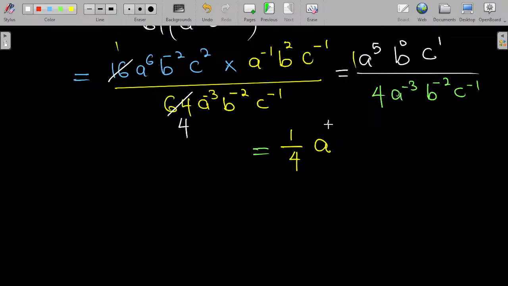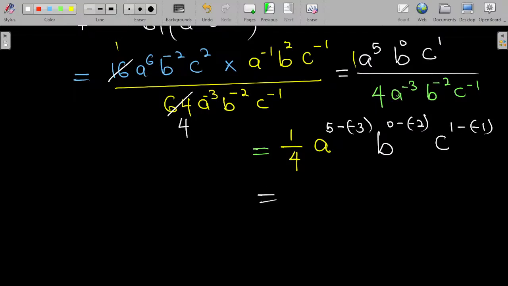5 minus 3. Remember that division is minus, so you are subtracting the powers. So we come to B. B is 0 minus 2. Then we come to C. C will be 1 minus 1. Okay, and you are done.